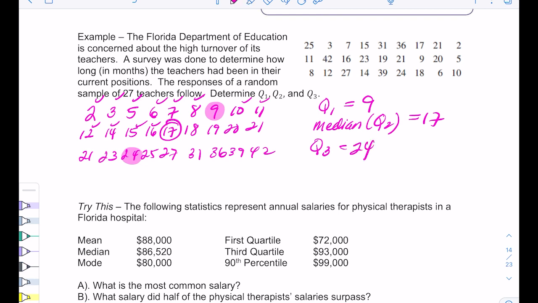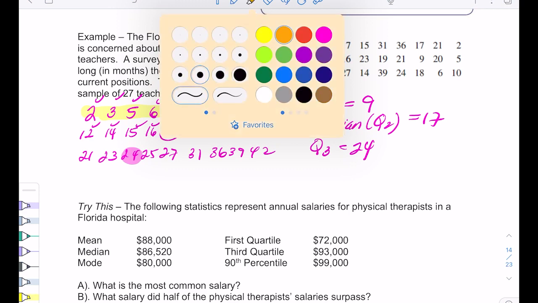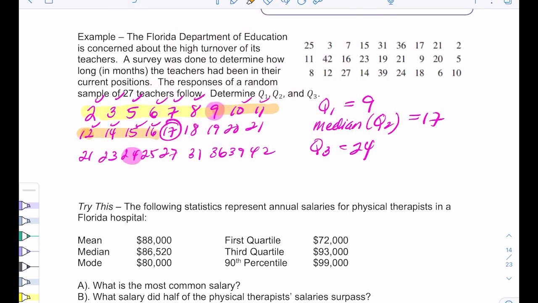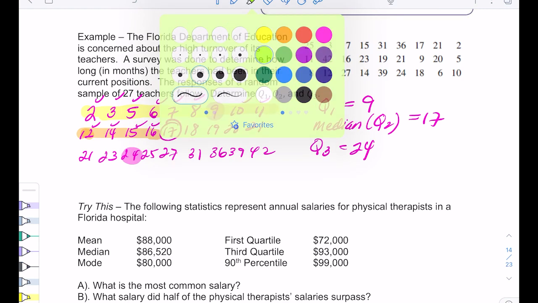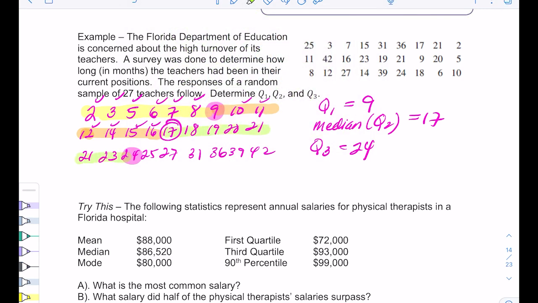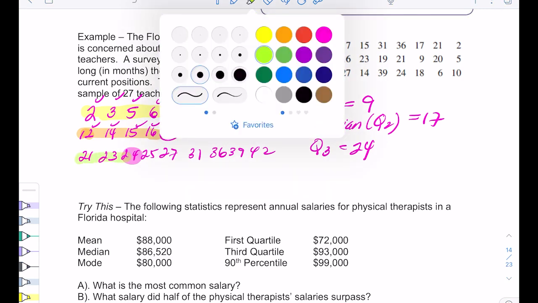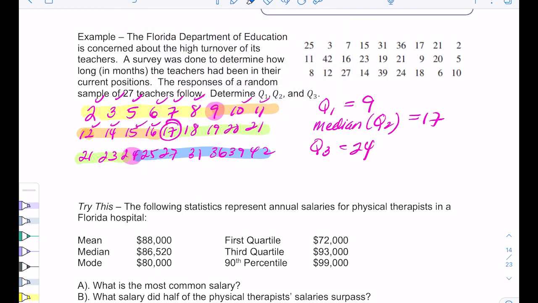So what's happening is we just divided our whole data set, all 27, into quarters. This part would be your first quarter. This part here is your second quarter. Actually, let me do it in different colors. This part here is your second quarter. This part here is your third quarter. And then the last part would be your fourth quarter. So it takes the data and divides it into 25% or quarters.